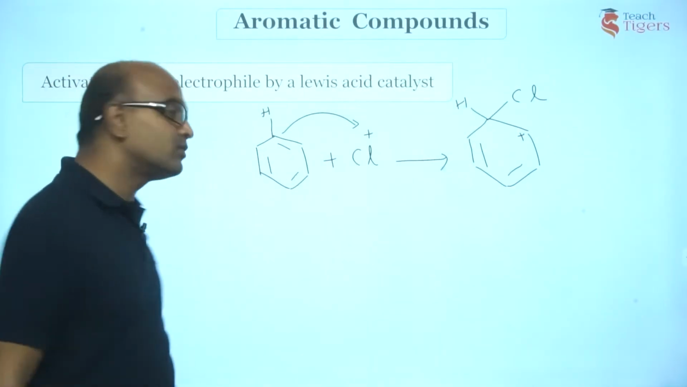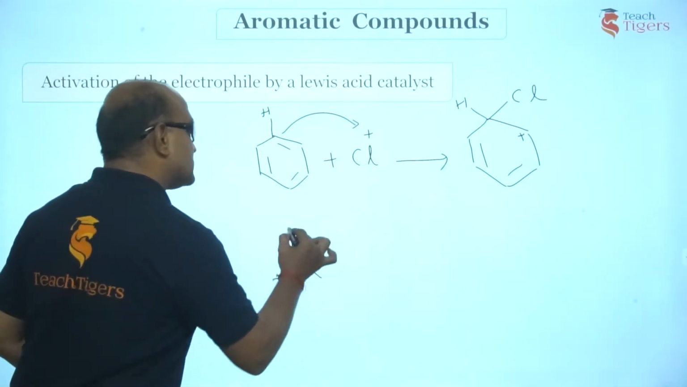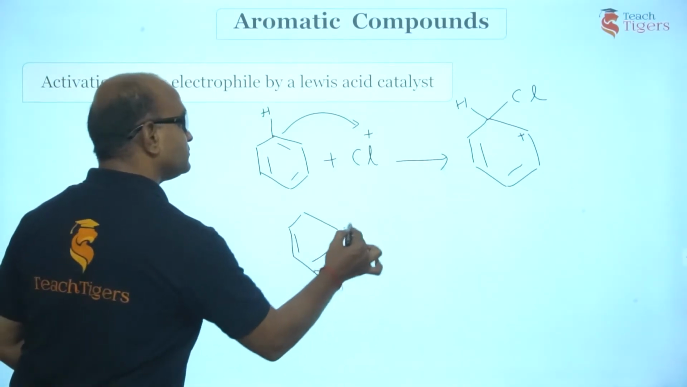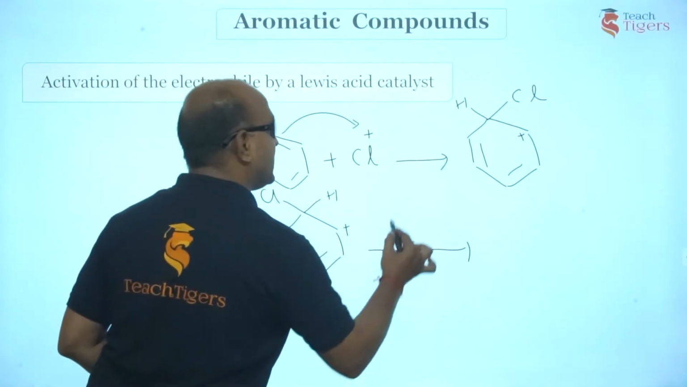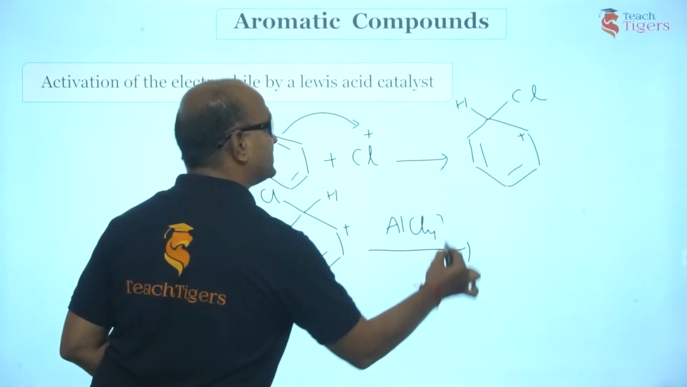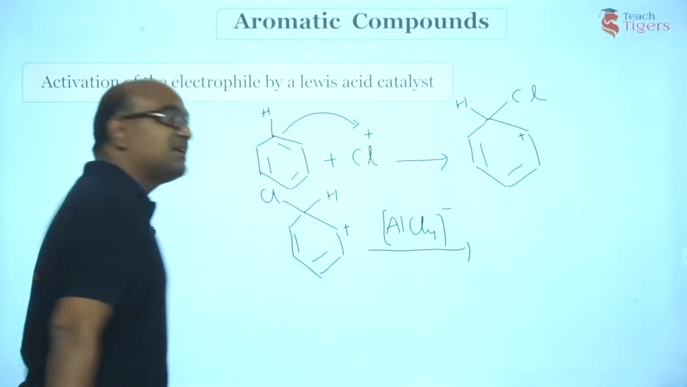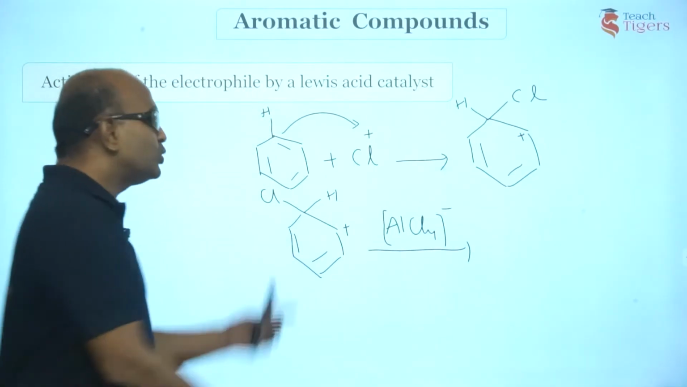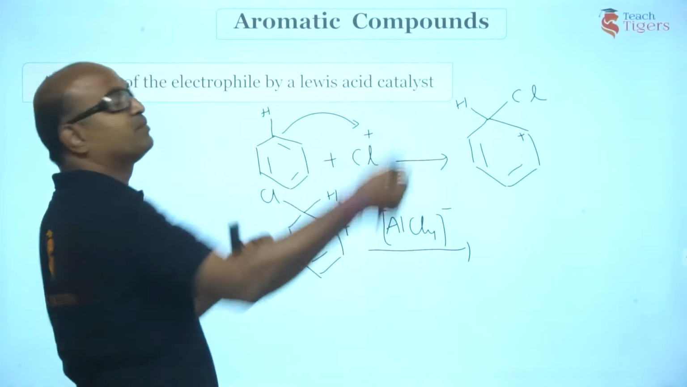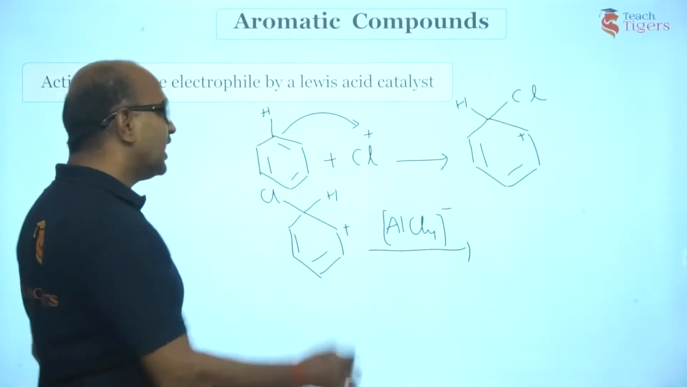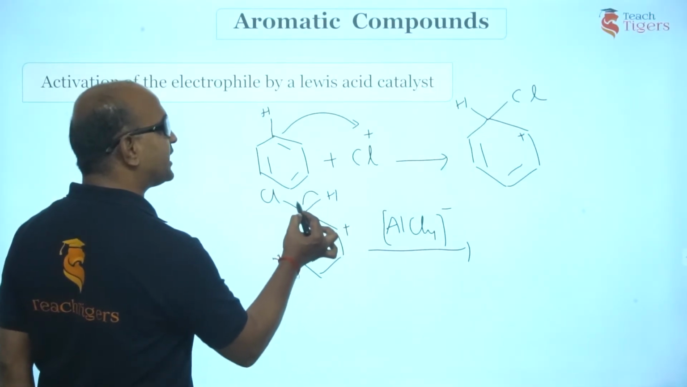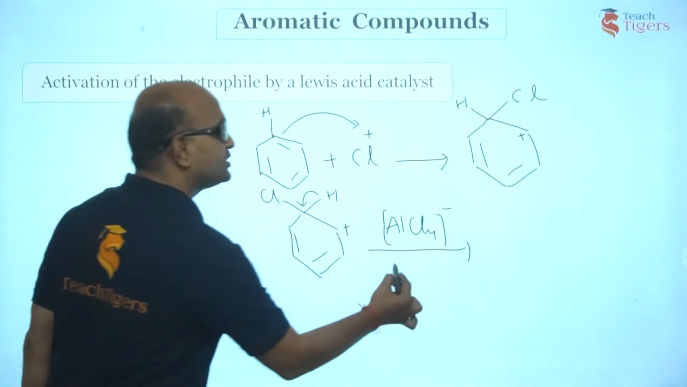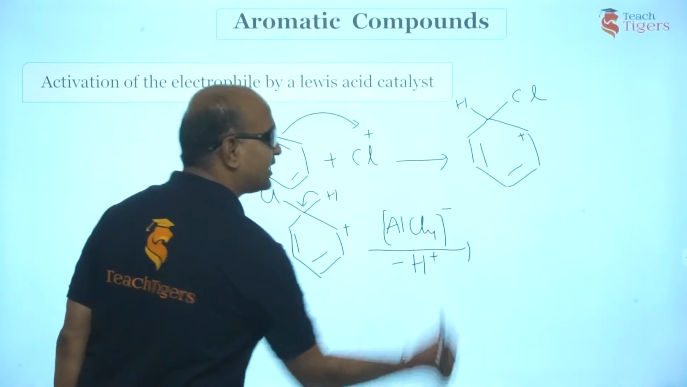I have already told you, right? Now, this next step, guys. The next step, I have taken AlCl4 minus, which is going to act as a base. What does it do? It accepts this proton, right? Now, when this carbon atom gains electron from hydrogen, hydrogen is lost as H plus. Am I right or wrong?